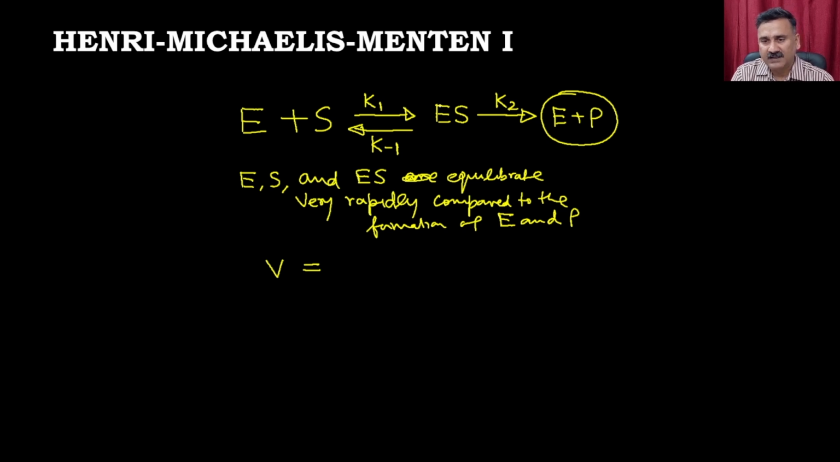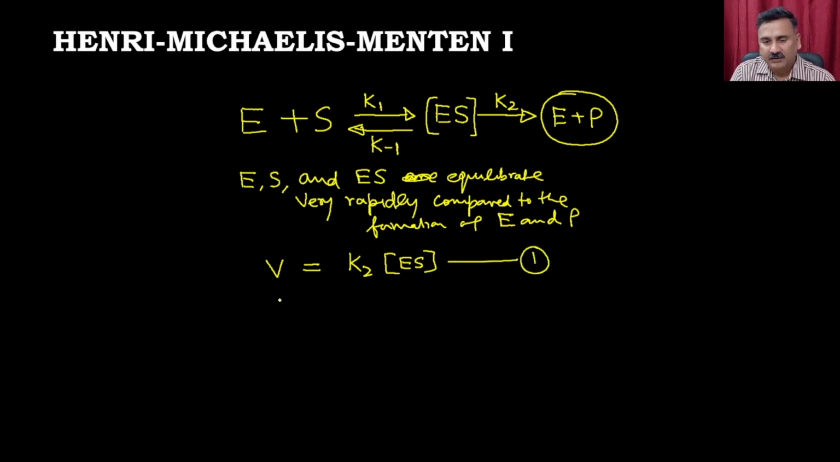the formation of the ES concentration, right? So the velocity to form ES is going to be K2 times the concentration of ES, right? So this is called equation 1.